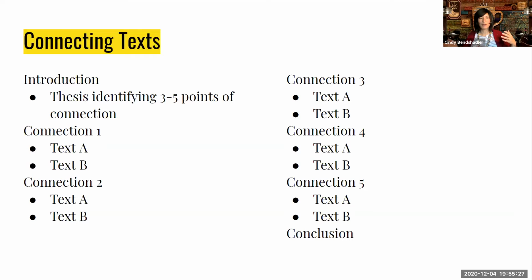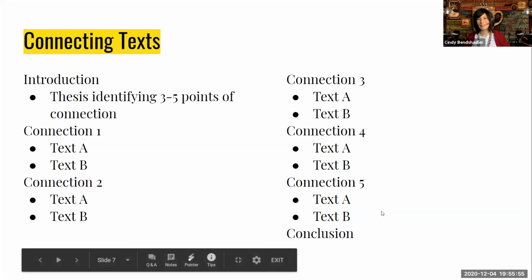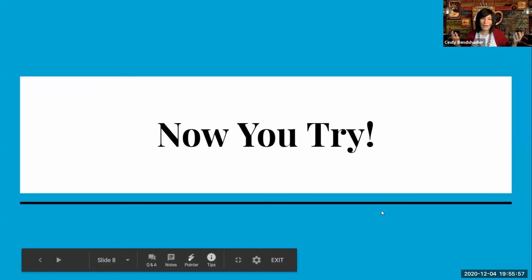So if it was written this way, it would probably be a 7-paragraph essay. But if you had 2 paragraphs for each connection, it could be a 12-paragraph essay, right? And so maybe some of the connections are 1 paragraph, maybe some of the connections are 2 paragraphs if you have more to say about them. But the structure, the organization, the way you move through your ideas is going to be the same. And of course, you want that conclusion at the end. So now you try.